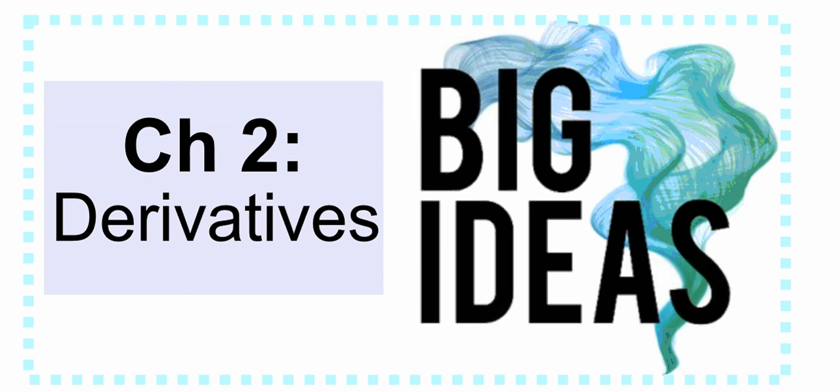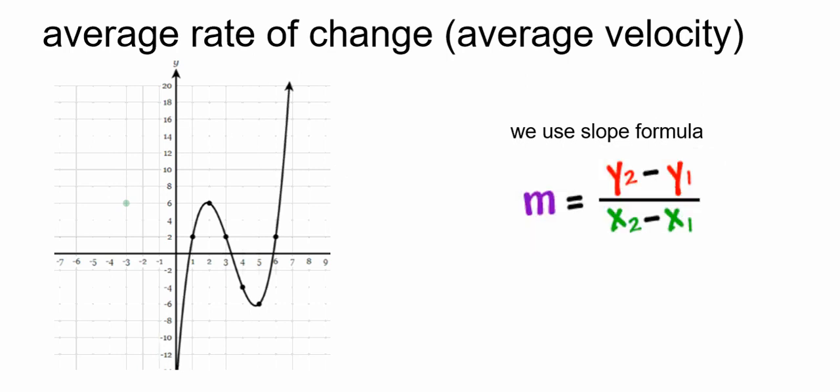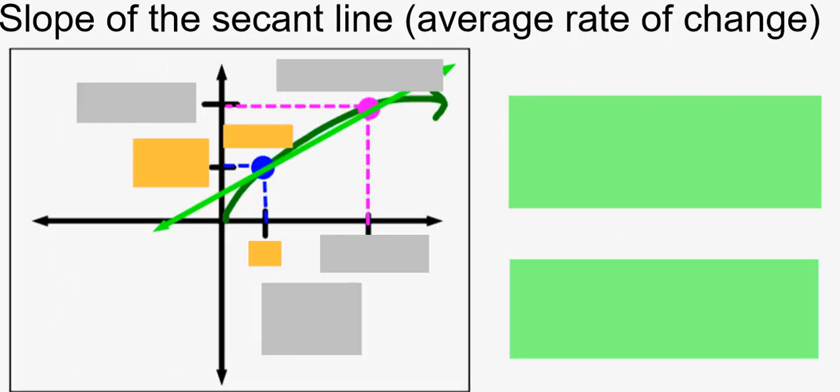Okay, chapter 2, derivatives. Hopefully this will be short and sweet. In pre-calc, we talked about the average rate of change, and that's the same thing as talking about the average velocity, and we use the slope formula, right? And so what we're going to do is look at that slope formula of the secant line a little bit closer.